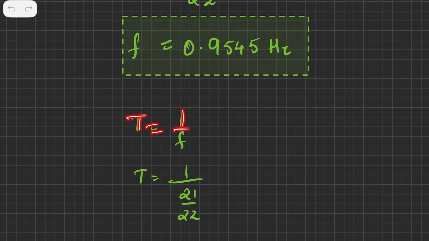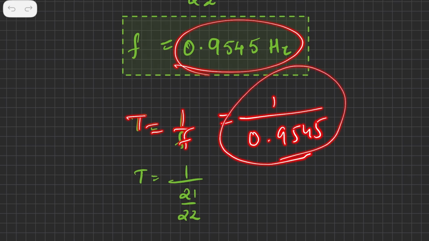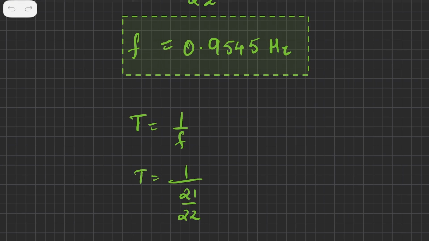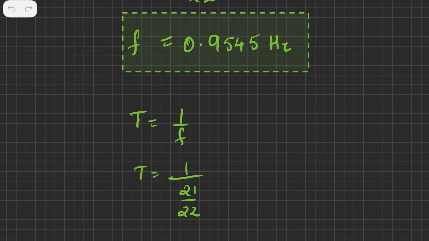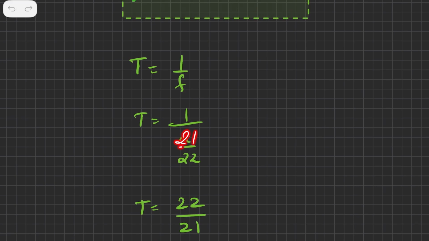Then time period is the reciprocal of frequency, so I can invert this value. I could have written it as 1 upon 0.9545, but solving this would surely require a logarithmic table, which will consume time. For boards where a calculator is allowed, this is not an issue, but for boards where a calculator is not allowed and you are supposed to solve by log, it is going to take some time. So instead of putting this value of f, I have put the value of f from here, 21 upon 22.